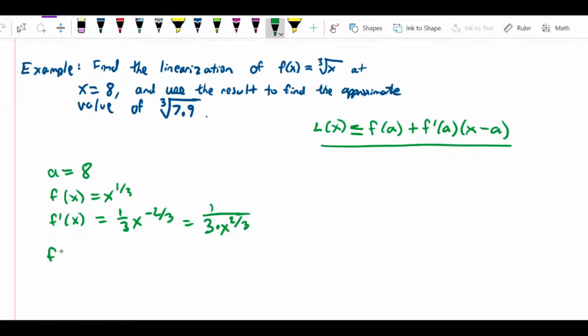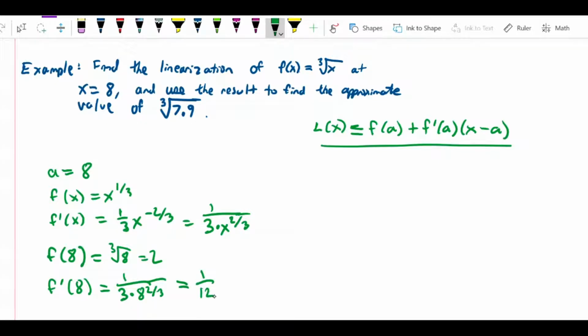Since a equals 8, f of 8 is just going to be the cube root of 8, which is 2. And f prime of 8 is going to equal 1 over 3 times 8 to the 2/3. 8 to the 2/3 is like taking the cube root of 8 and squaring it. The cube root of 8 is 2, we square it, and that gives 4. So that's going to be 1 over 3 times 4, which is 1/12.